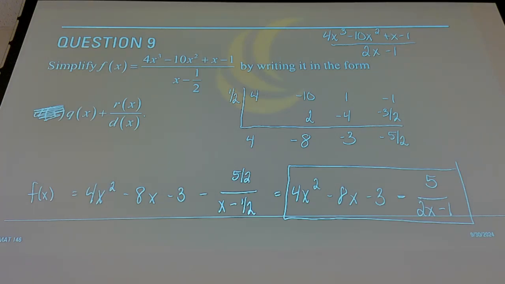Questions on dividing polynomials? Let's hope not, because it's going to be very important. Because the next thing we look at is the zeros of a polynomial. Finding the x-intercepts. Again, it's not necessarily a difficult process. It's actually very easy.